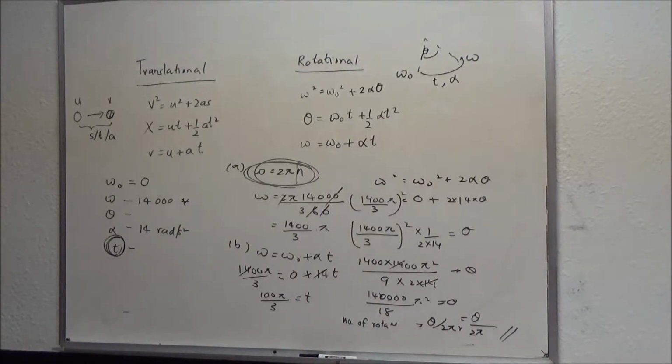Now in the second part of it, it is talking about a safety mechanism that will bring the saw blade to rest in 0.3 seconds should the carpenter's hand come off the saw control. What angular acceleration does this require? So same thing in the opposite direction now.